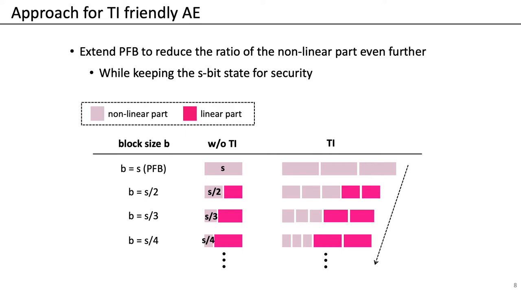Here is our approach for TI-friendly AE. We extend PFP to reduce the ratio of the nonlinear part even further while keeping the S-bit state for security. This figure shows the ratio of nonlinear and linear parts and how they are multiplied in TI. This one on the top is PFP and it's our baseline. We replace the nonlinear part with linear part within the S-bit state. The total memory size is a constant without TI, but we can reduce the memory size with TI because the nonlinear and linear parts have different multipliers.